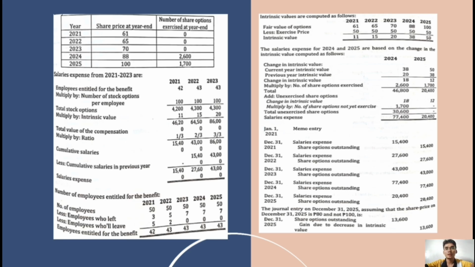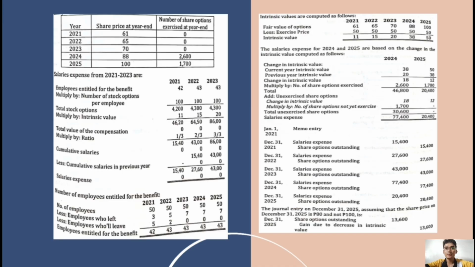So first is the share price and stock option exercise. The table at the top shows how the share price changes yearly and the number of stock options exercised by employees. From 2021 to 2023, no stock options were exercised. In 2024, 2,600 options were exercised, and in 2025, 1,700 options were exercised. The share price increases from $61 in 2021 to $100 in 2025, indicating an upward trend.